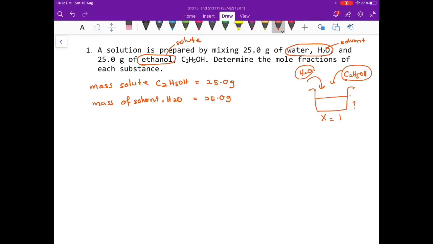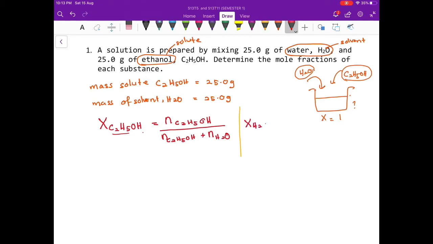The formula for mole fraction: each substance means we need to identify two mole fractions. The first one is the mole fraction for ethanol. The formula is, since it is ethanol here, mole ethanol over mole total, which means mole ethanol plus mole water. And another formula that we have to determine is the mole fraction of water. Since we have water here, mole water divided by mole total, which is mole water plus mole ethanol.